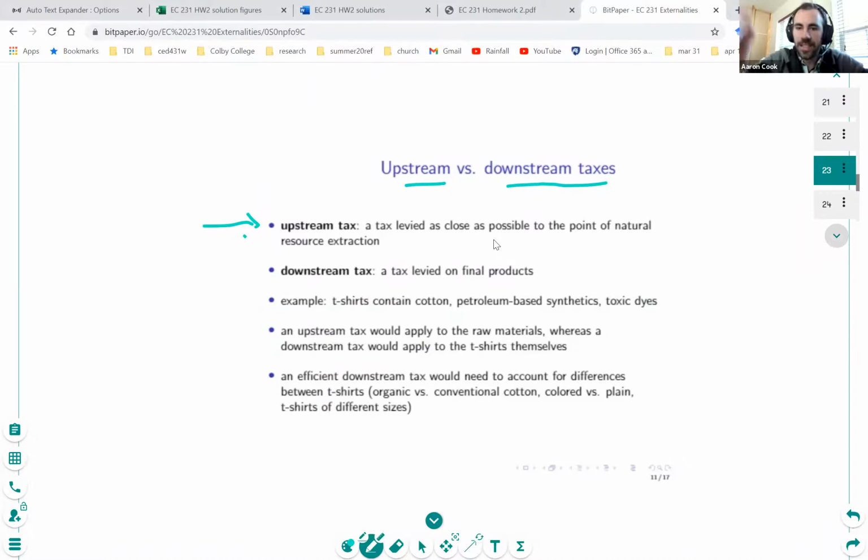So think of it like, let's say that in the production of T-shirts, there are some T-shirts that have coloring in them, and they have toxic dyes in the T-shirt.